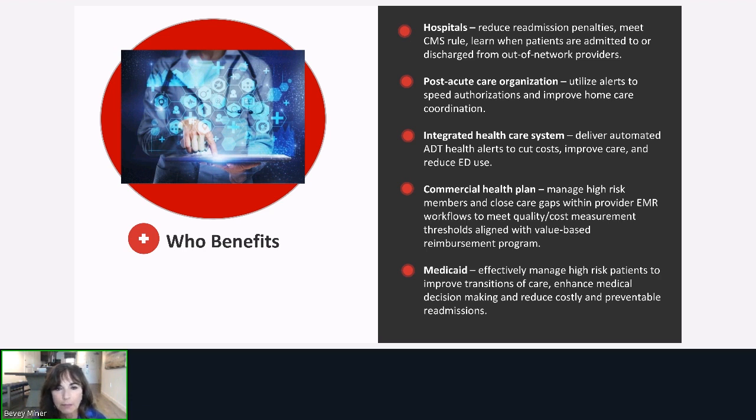And then it also helps with the EMR into the workflows to meet the quality and cost measurements and the thresholds for value-based care. So all of this does have a focus on value-based care. And many of the commercial health plans have reimbursement programs that are still focusing on lowering costs, increasing the quality of health outcomes, looking at patient engagement and patient satisfaction, which are part of the triple aim.